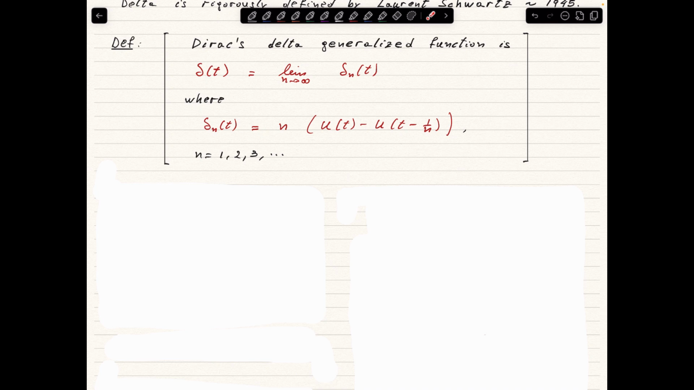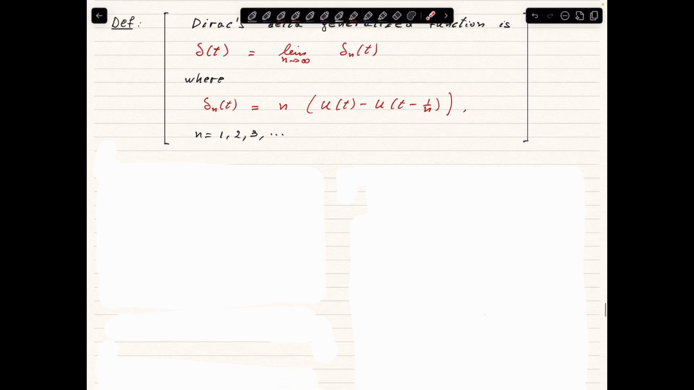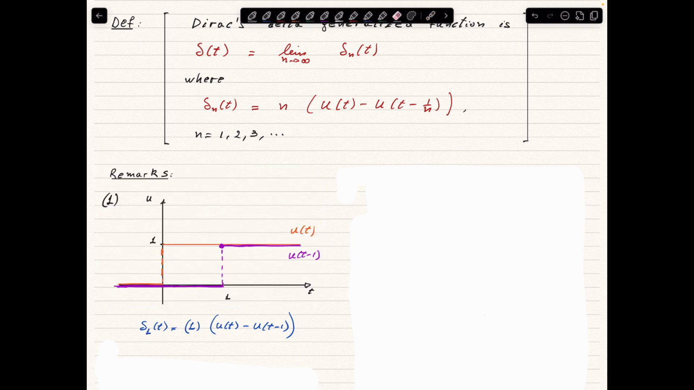So let's put n equal 1 here. So we are going to have the first element in the sequence of functions that we use to define the generalized function Dirac's delta. So n equal 1. So we put a 1 here. So essentially it's the step at 0 minus the step at 1. All right. So what we want to understand is this element in the sequence, which is the step at 0 minus the step at 1. So here we have the picture of that.